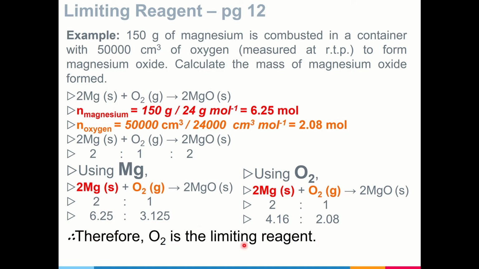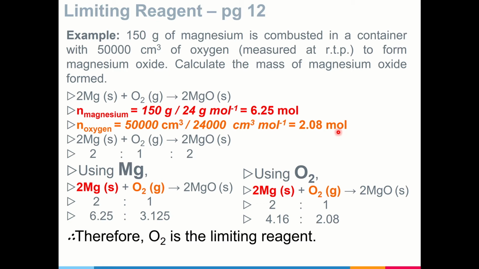At this point, I need to write this statement: oxygen is the limiting reagent. So I identify the limiting reagent. Now I need to calculate the mass of product formed. I have two values, either magnesium or oxygen. So which one do I use? Do I use the one in excess to determine the amount of product, or the one that's limiting?